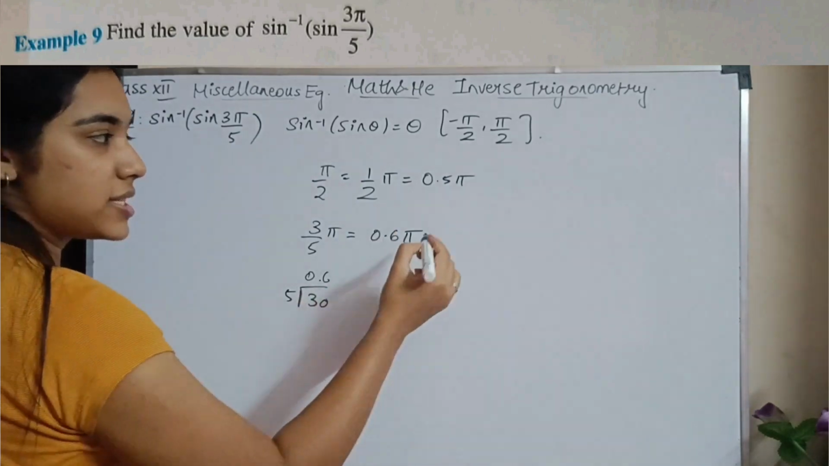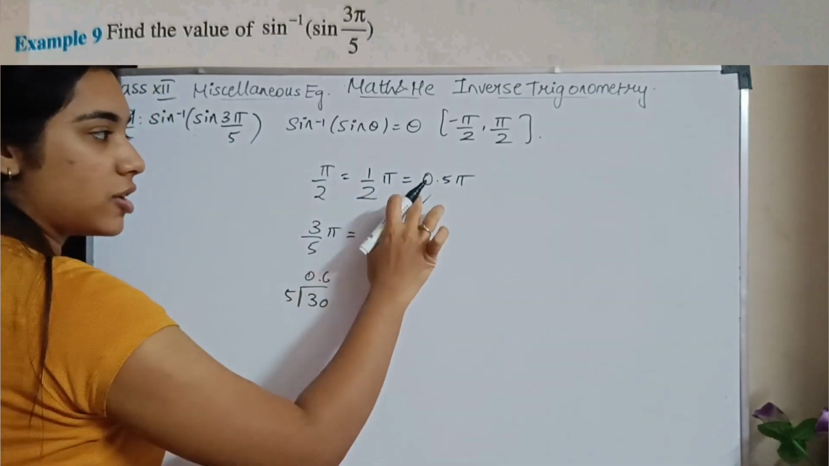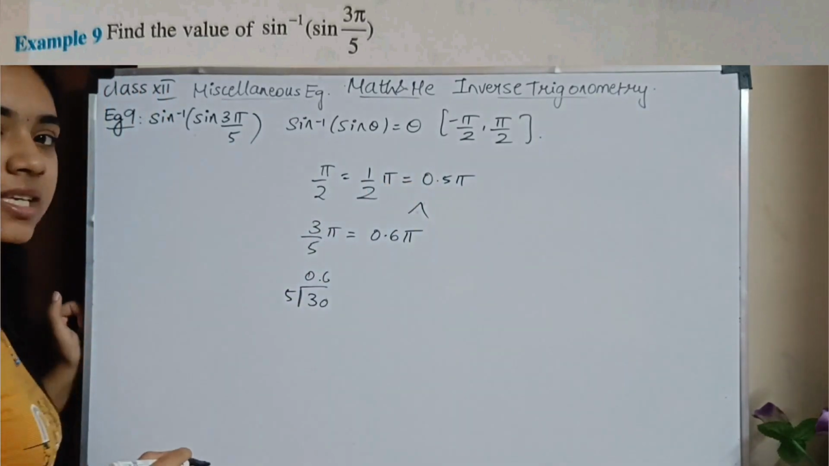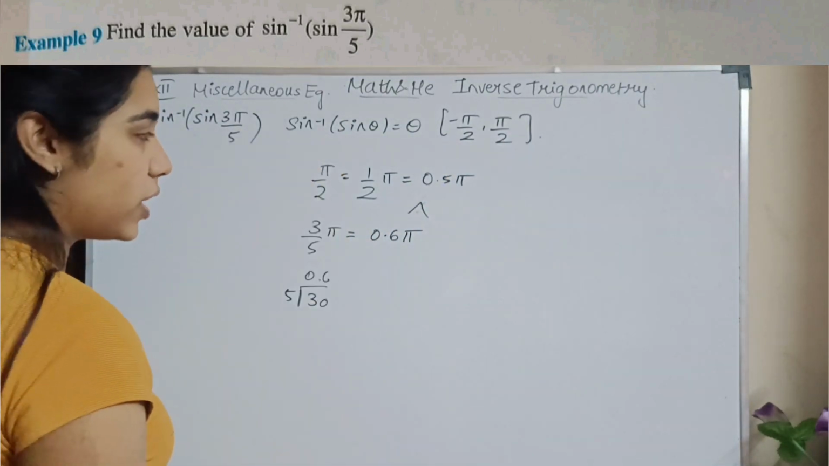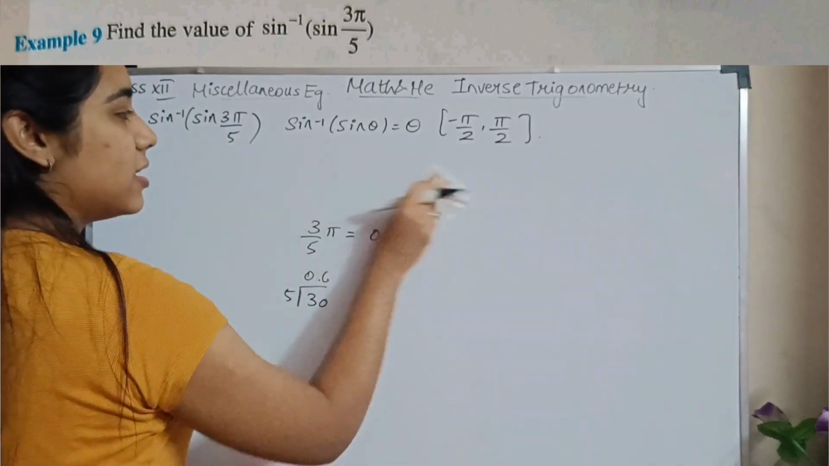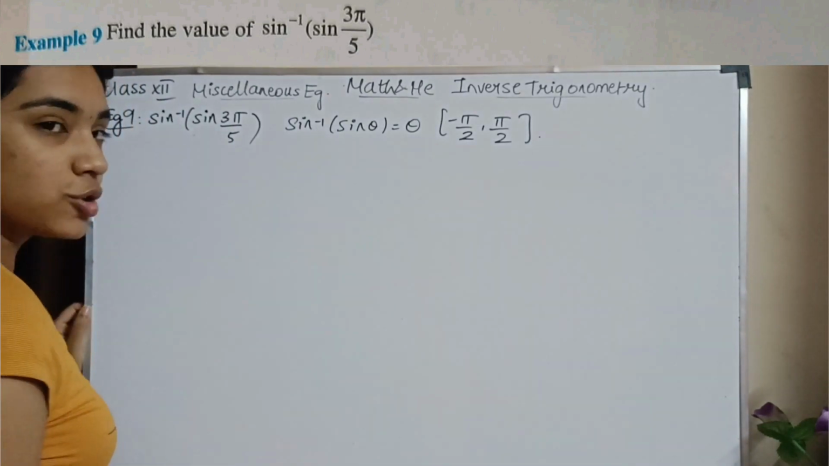You see that 0.6 pi is definitely greater than 0.5 pi. It exceeds the upper range. So you cannot directly substitute. You have to make the value such that it lies in the range. But the final solution should not change. Correct?